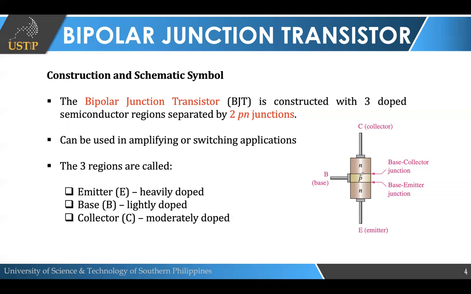Alright, so that is why kini nga PN junction between your base and collector is what we call the base collector junction. And then this one is our base emitter junction. Okay, so it's very easy to remember the 3 terminals of a BJT are the emitter, base, and collector.